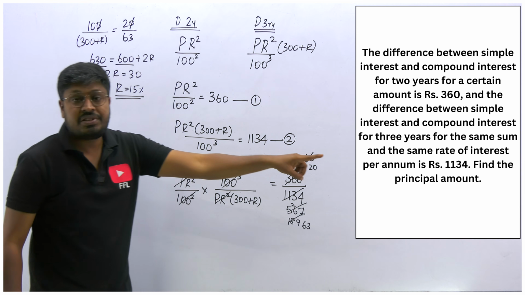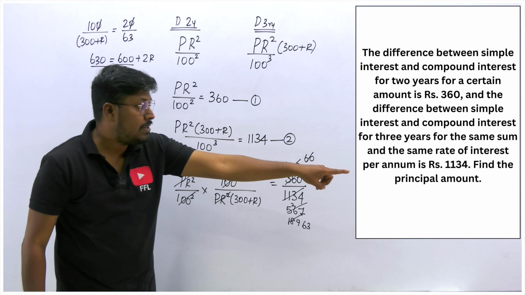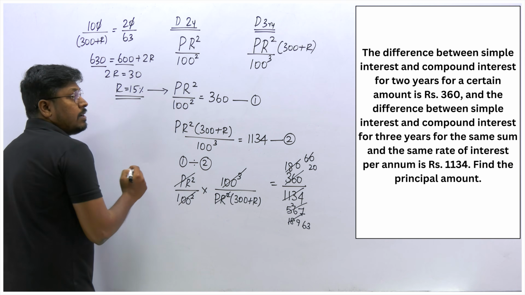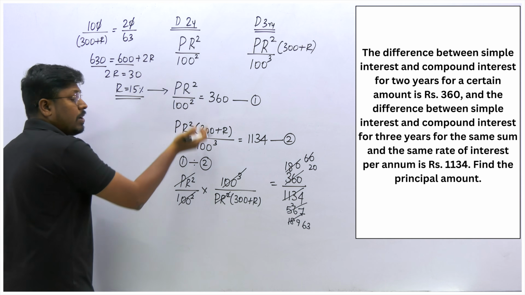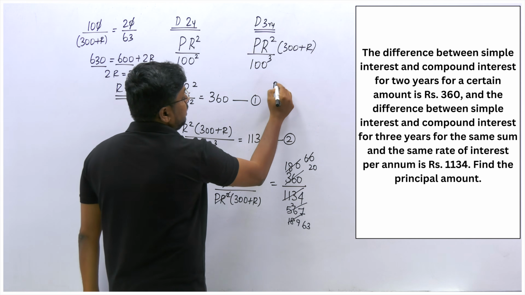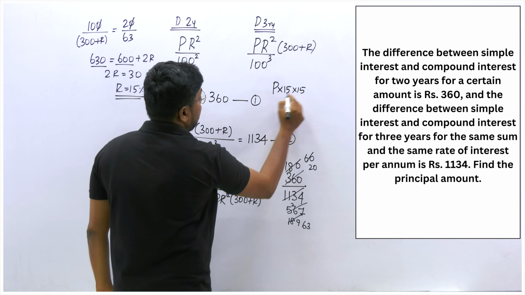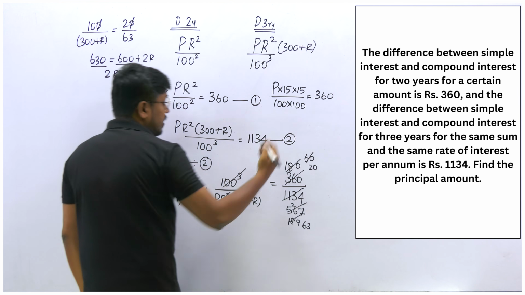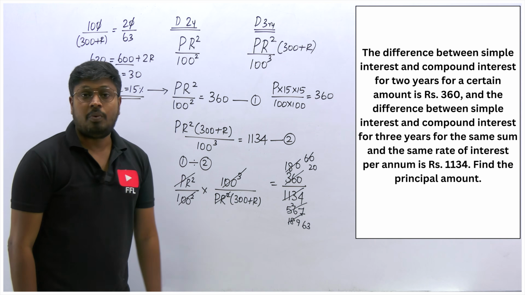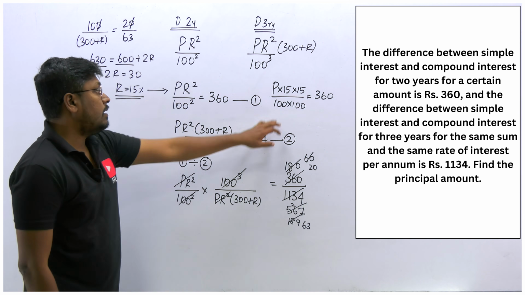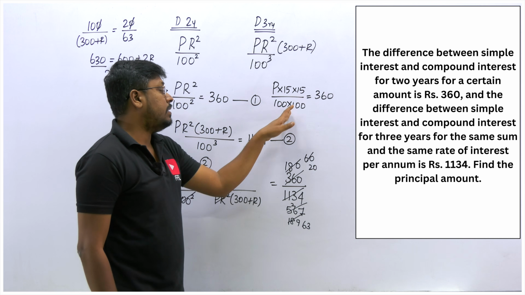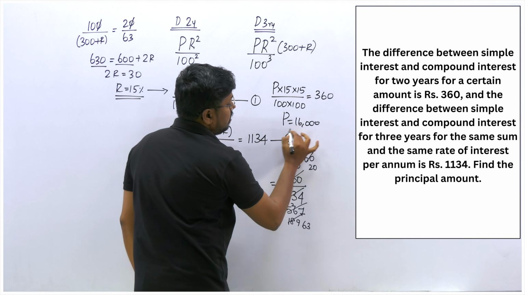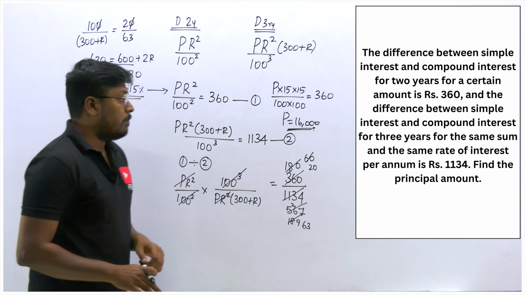Now according to the question, what we need to find here is the principal amount. It is very simple. Substitute R equal to 15% here in either one of the equations in order to find the principal. So if I substitute, principal into 15 divided by 100 into 100 is equal to 360. Now you can solve this in order to find the principal. So we will get 16,000. So 16,000 will be the principal amount.